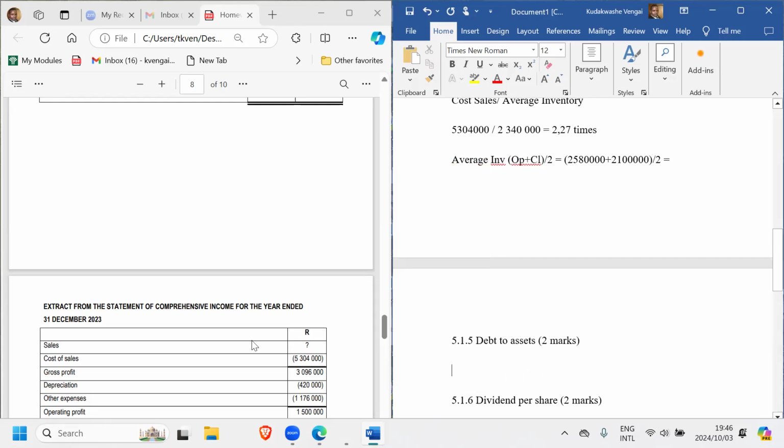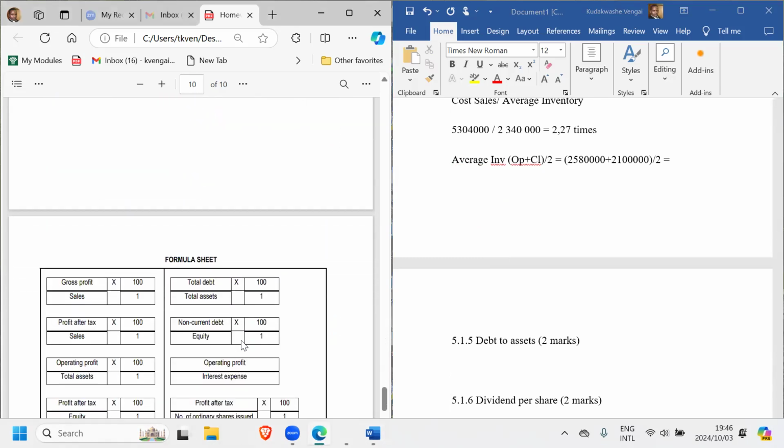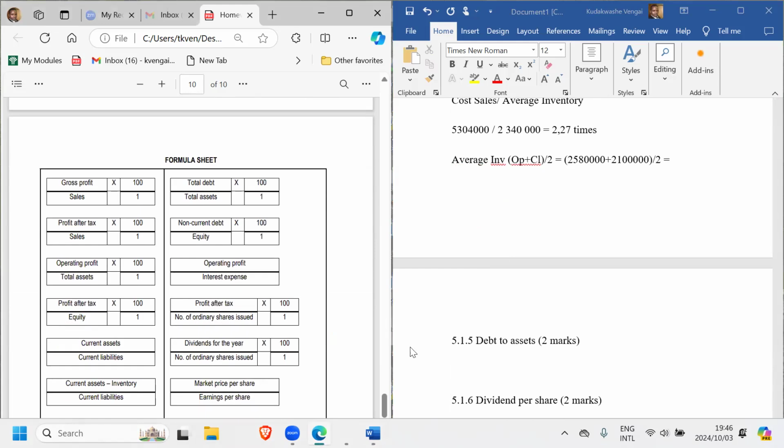All right, debt to assets ratio. What's the formula? Total debt divided by total assets, right? Multiply by 100.